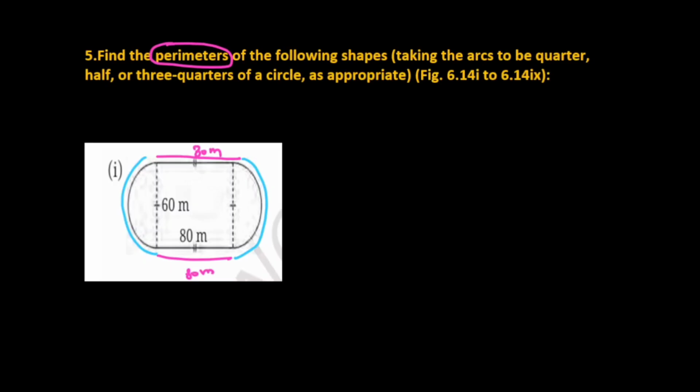The diameter of the arc given here is 60 meters. So the radius of the arc is nothing but 30 meters. Here also the radius of the arc is 30 meters. We know this arc, bounded by the diameter, is nothing but a semicircle.